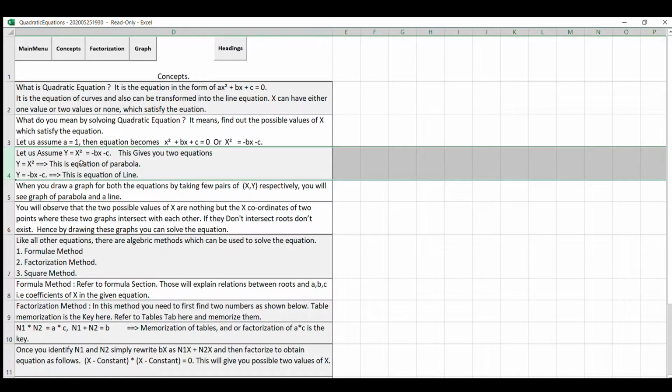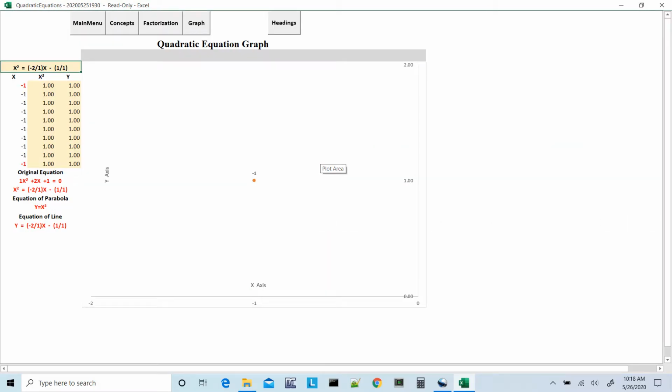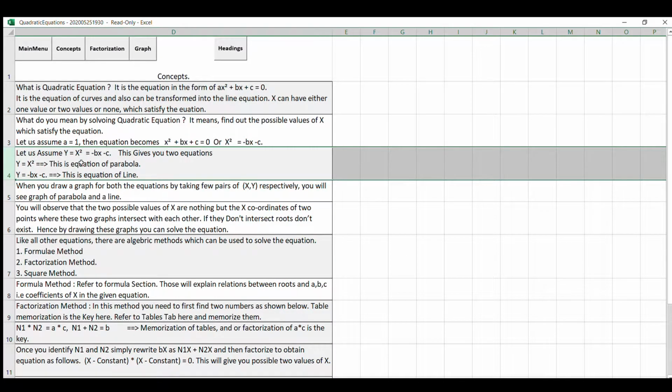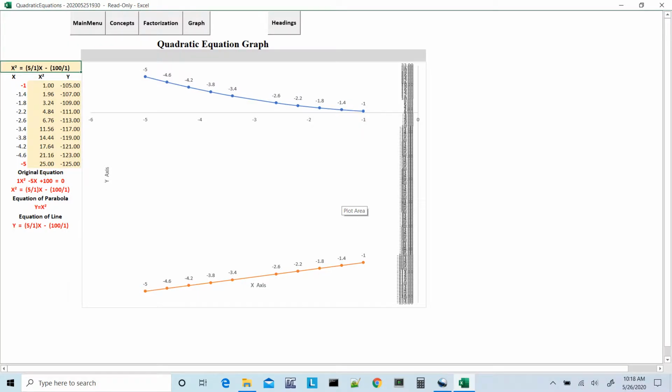Or those two graphs will intersect at a single point, and that single point of intersection means that the quadratic equation has only a single value. Or both the graphs, the parabola and the line, will not intersect anywhere. That means in this equation you cannot find the values of x. The number x is imaginary, or it does not exist. So this is basically what you do in the graphical method.